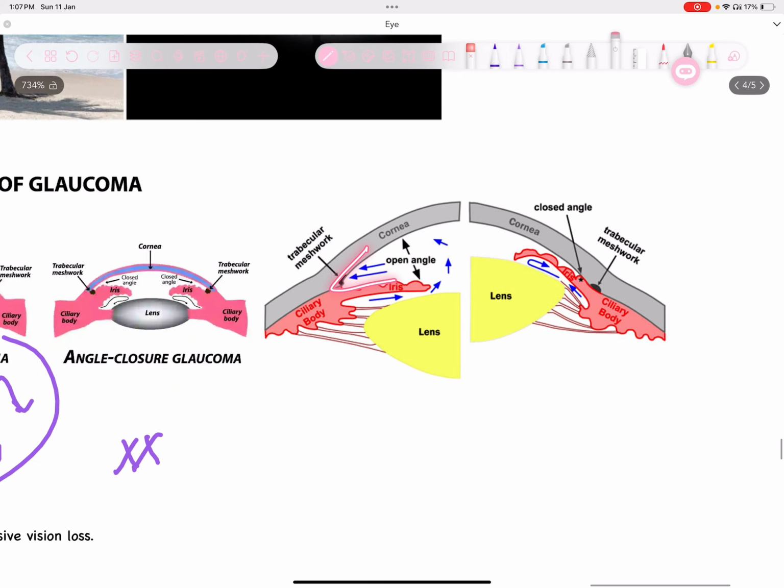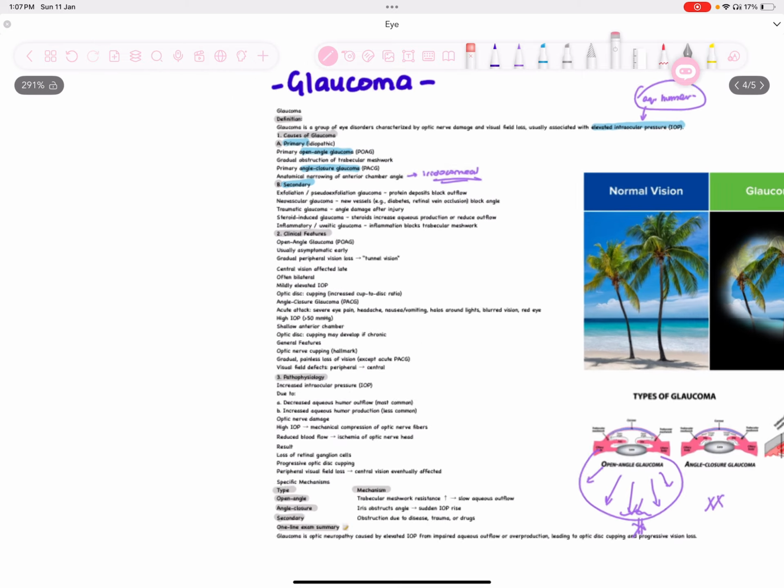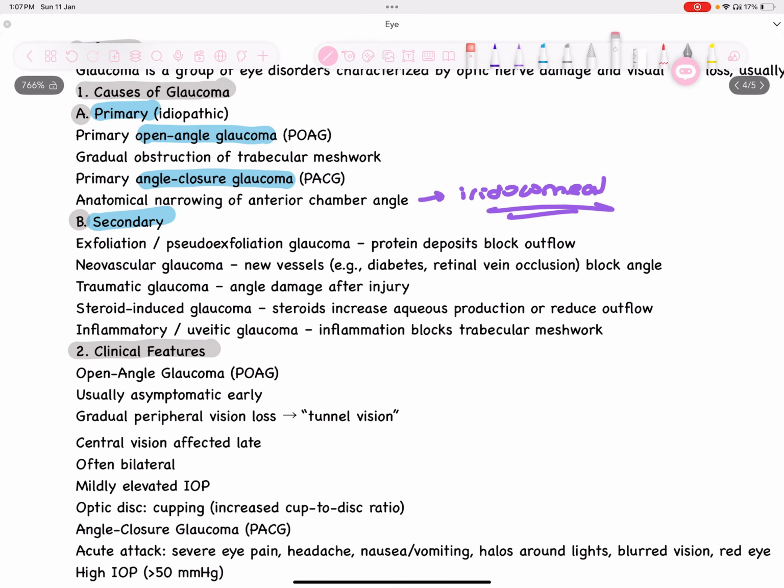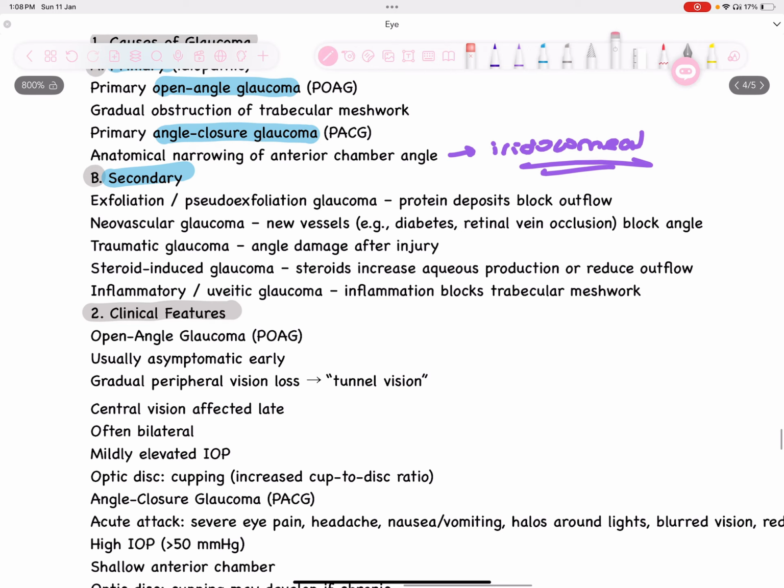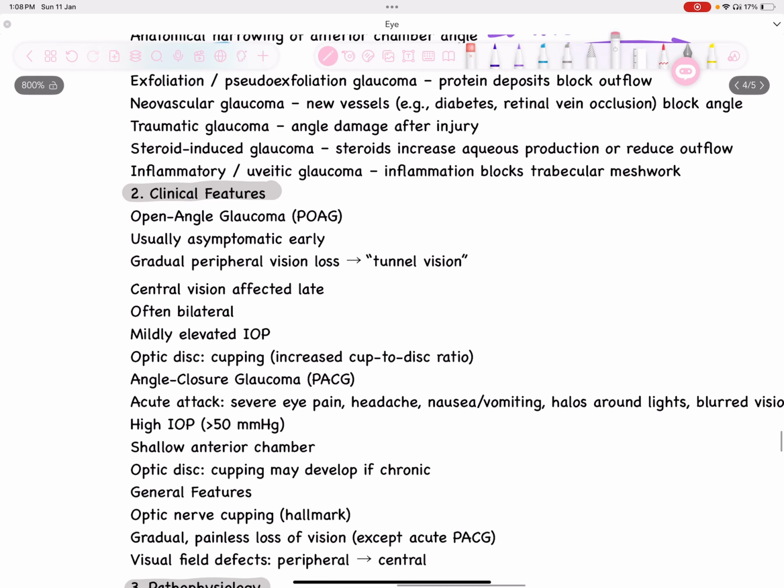So open angle, obstruction; closed angle, the iridocorneal angle right here, you can see it obstructs. So let's read this. Gradual obstruction of the trabecular meshwork because of debris, that's open angle glaucoma. Anatomical narrowing of the anterior chamber angle, that is angle closure glaucoma. Secondary reasons could be because of protein deposits, it could be because of some other disease, diabetes or hypertension, it could be because of some injury, trauma, because of some drugs, right? It could be because of inflammation. There could be several reasons for it.